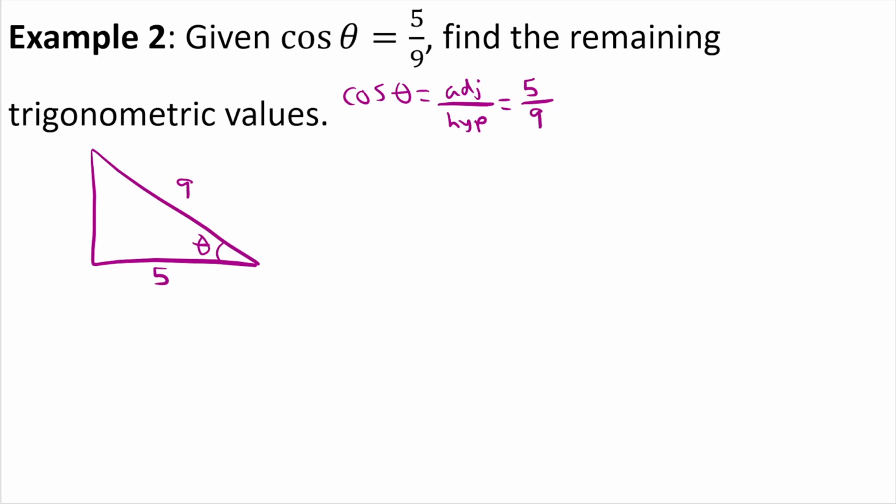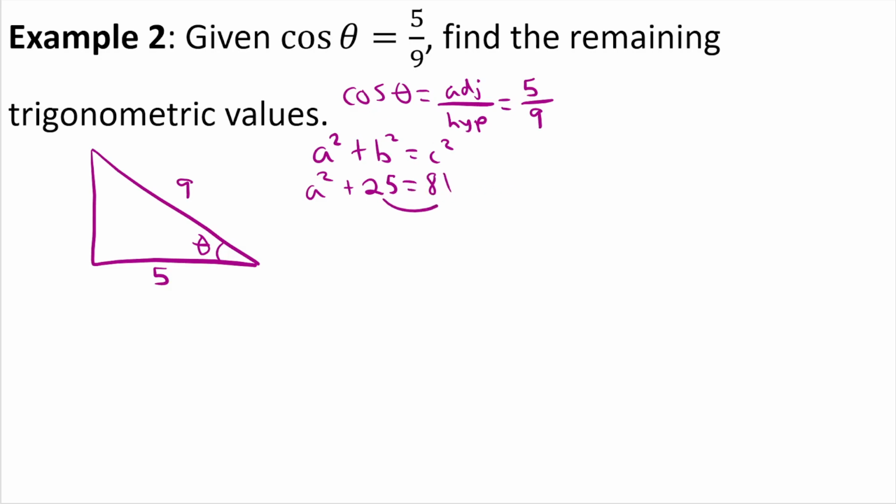So my missing side for this video will be A, but I'll just rewrite the Pythagorean theorem once again for consistency. A squared plus B squared equals C squared. And that gives me A squared plus, and I'll skip the step here, 25 equals 81.